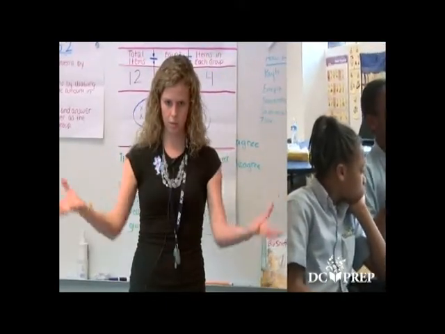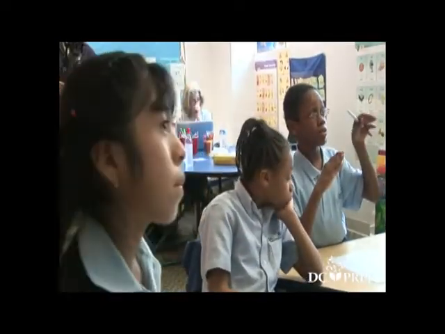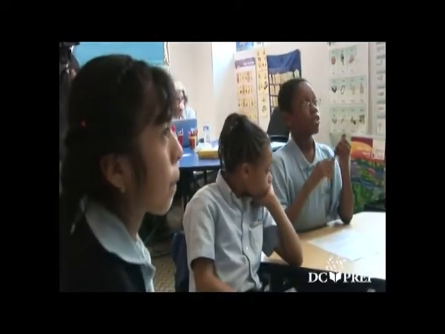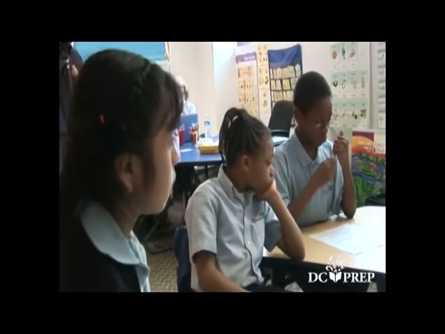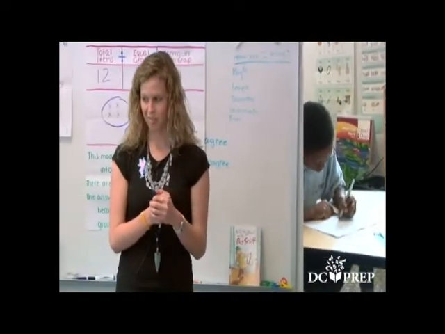How many total do we have? 16. And we're separating them into 4 equal groups. 4 groups. Everyone draw 4 circles on your page. Stay with us, boys.